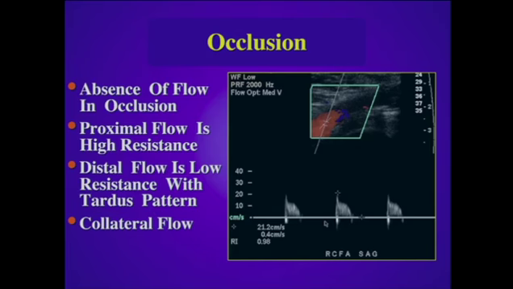If there is reconstitution of the distal arterial bed, we will see low resistance waveforms with a tardus pattern. And we will similarly see low resistance flow in collaterals that supply the lower extremity due to vasodilatation from lower extremity ischemia.